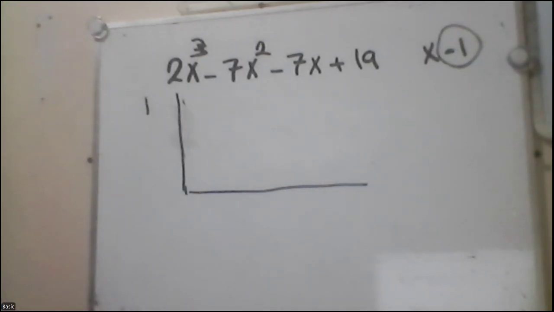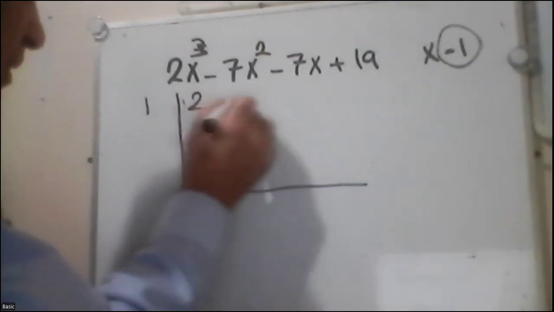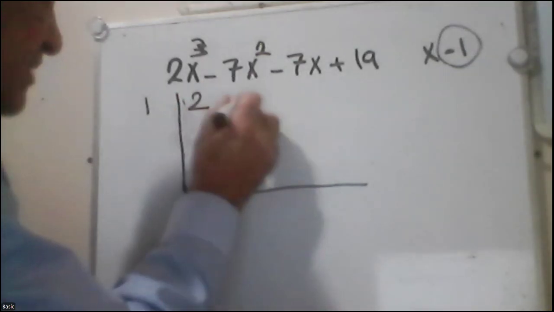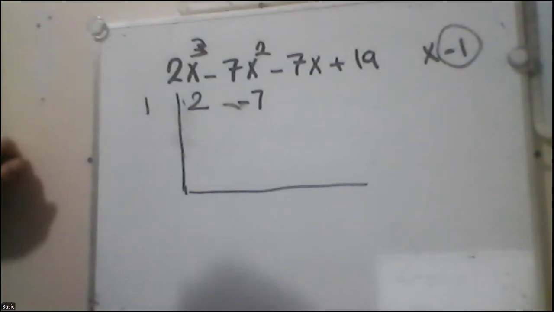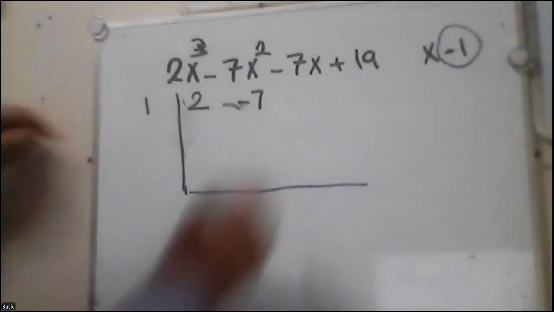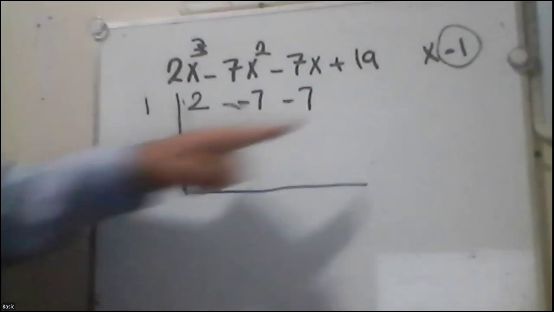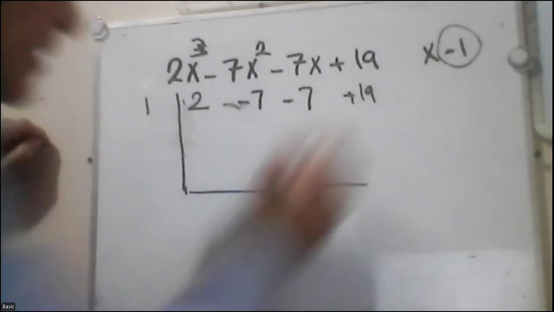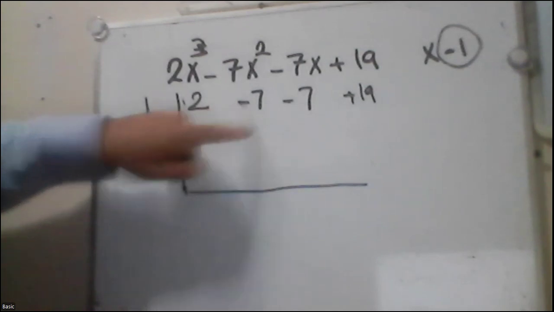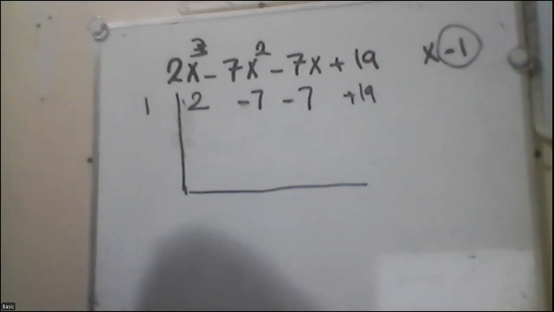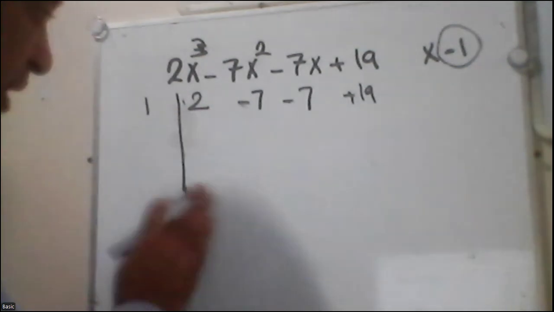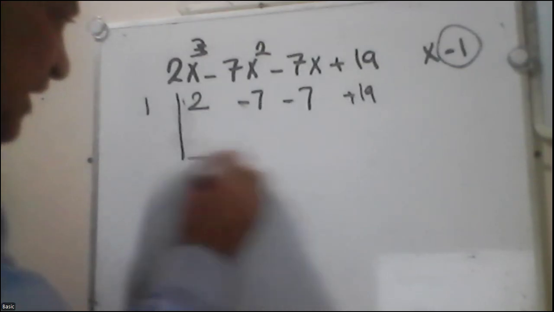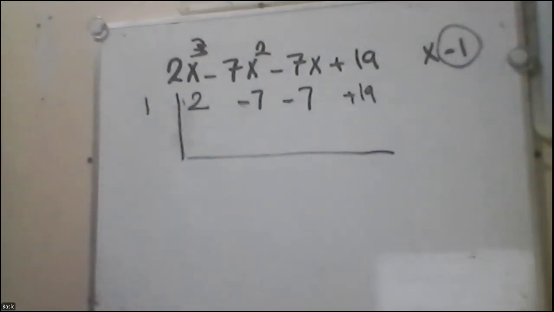Now I will go here for these factors. I will say 2, minus 7, because this is minus 7, and this is also minus 7, and this is plus 19. Usually put it with its own sign so that you will not confuse or miss anything. Now, let us go like this. We will go in a very, very easy way. You will get it very quickly.